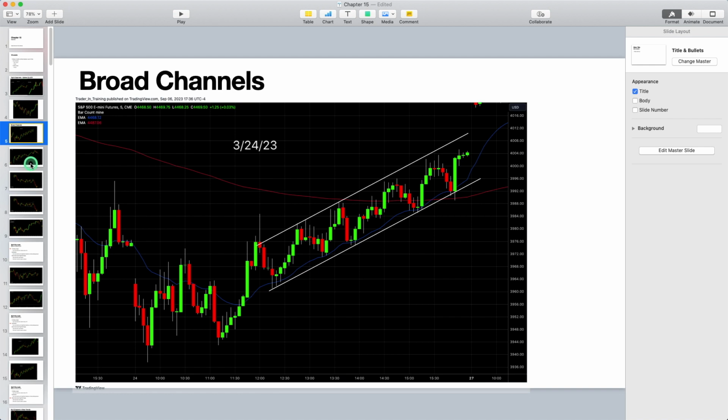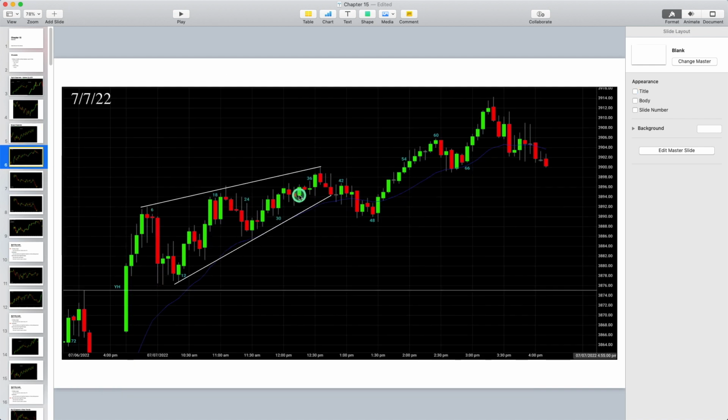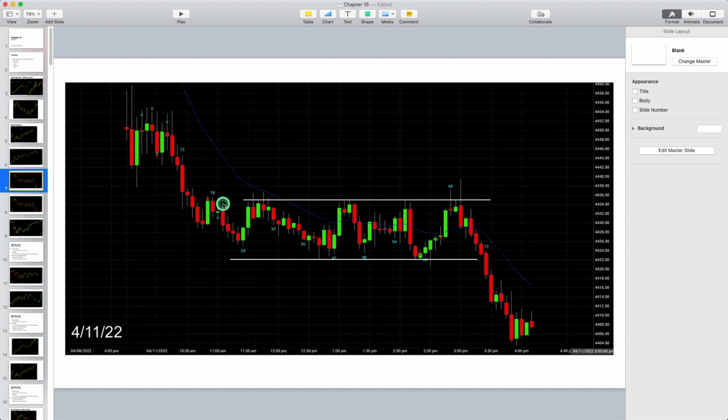And you can also have converging channels. So this is a wedge. It's still a bull trend, it's still a bull channel, but it's a converging channel which makes a wedge. You can also have horizontal channels, which are called trading ranges. So if they're trending, they're called trend channels. If they're horizontal, they're called trading ranges.